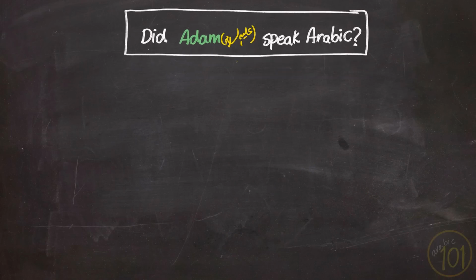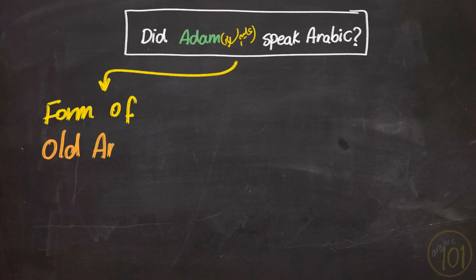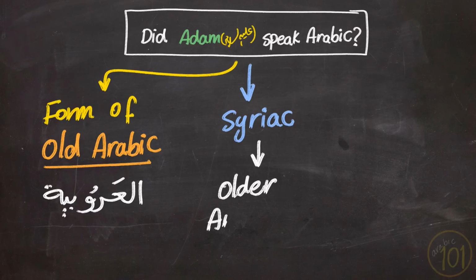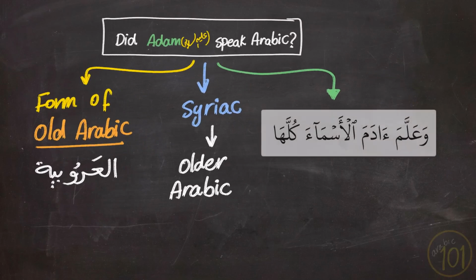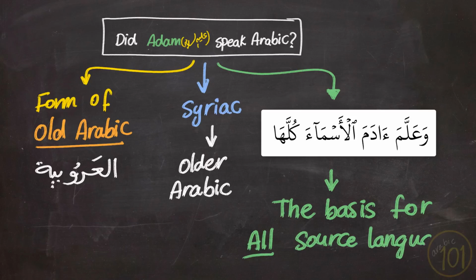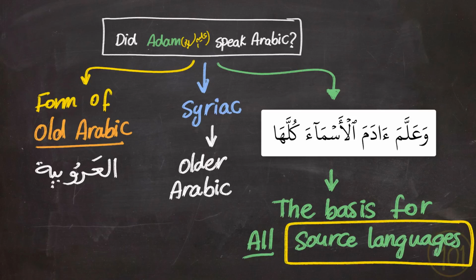Some say that he did speak a form of Arabic from which the current Arabic came. They called it al-Arubiyya. Some say he spoke Syriac, and some even called Syriac the old form of Arabic. Others say that when Allah said, وَعَلَّمَ آدَمَ الْأَسْمَاءَ كُلَّهَا, and Allah taught Adam the names, all of them. So for them, according to this ayah, Adam was taught the basis for all source languages, which then branched out to the languages we have today, which could also explain the similarities between different languages coming from the same source.